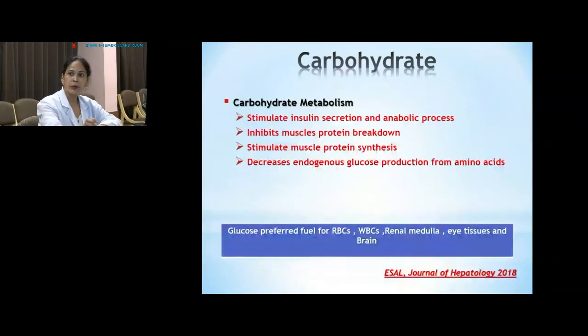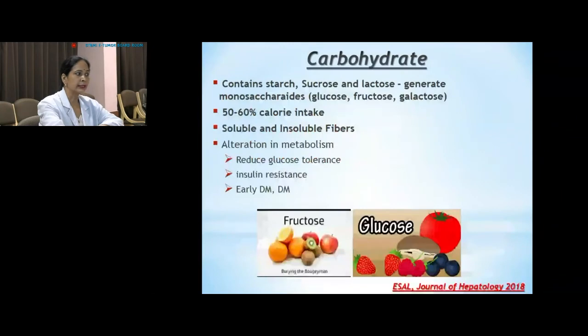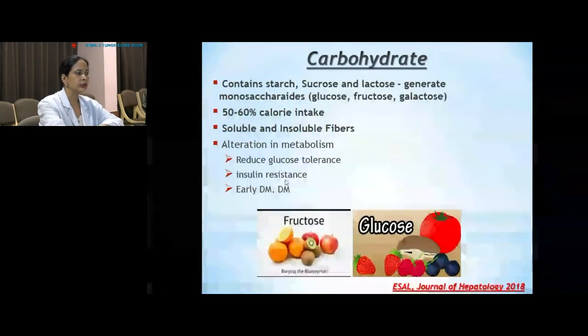Earlier I was saying that carbohydrate is the major source of energy for the cirrhosis patient, because it allows early gastric emptying, so the next feed and next food can be given early to achieve the total energy intake. But here again, carbohydrate metabolism is altered, and the next step comes to insulin resistance and type 2 diabetes.